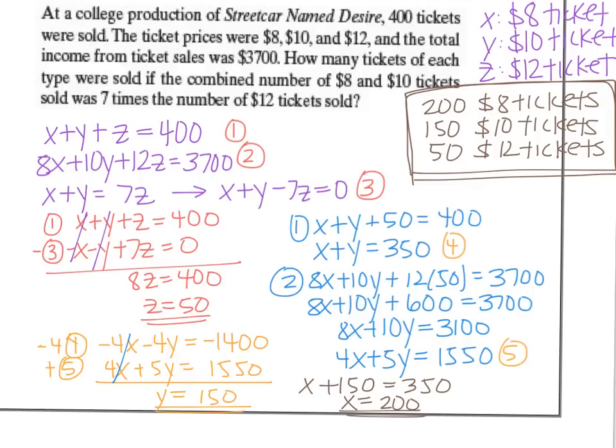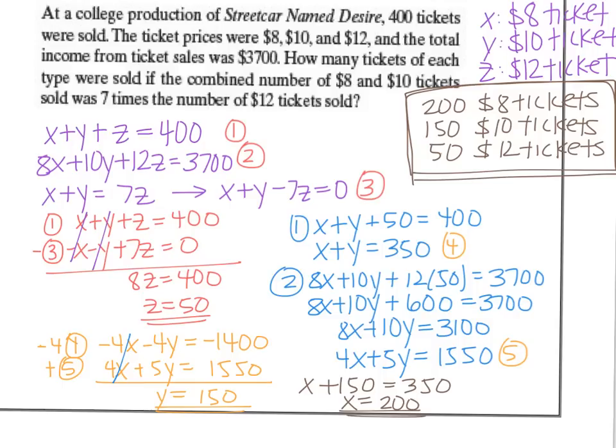All right, so as you can see here are my 3 equations right here. So I know that I have ticket prices, and I sold a total of 400 tickets. So over here to the right, you can see that I've labeled what X, Y, and Z stand for. I've added them up, and I get 400 tickets. I also know that 8 times the number of $8 tickets plus 10 times the number of $10 tickets and 12 times the number of $12 tickets yielded me $3,700.